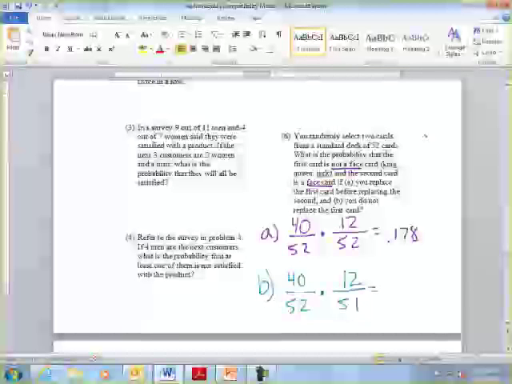So when we multiply this out, we get 0.181, which is pretty close to the first answer. You should always expect them to be pretty close. Changing our card by just 1 will change the probability, but not greatly. So you should not expect those 2 numbers to be very different. They should just be a little different.